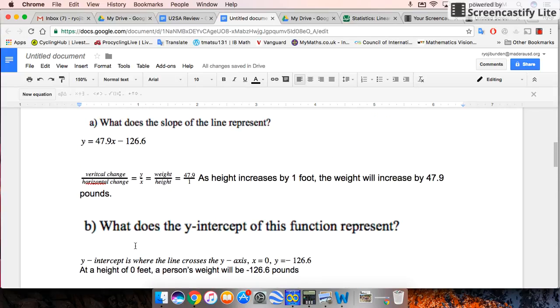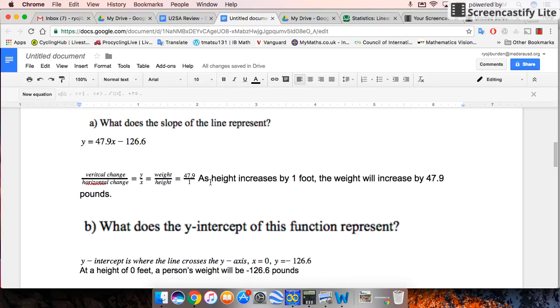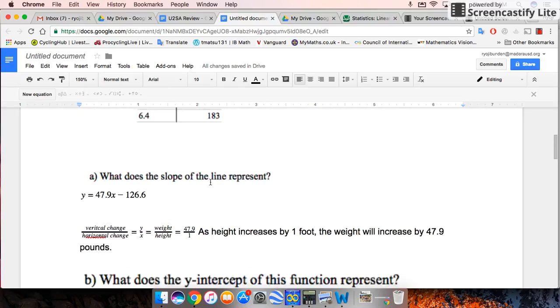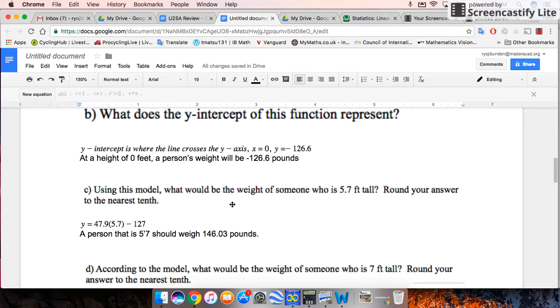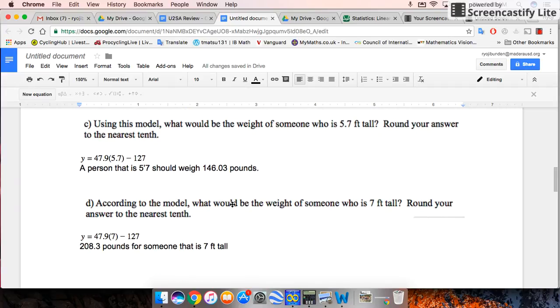208.3, do we have 7 feet? No, we have 6.4. 208 is greater than 183, so this works. All right. Okay, part D. No, sorry.